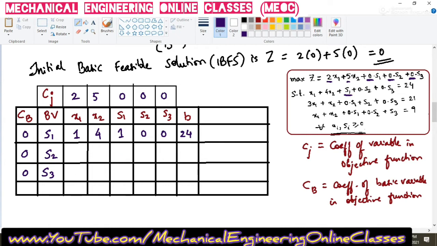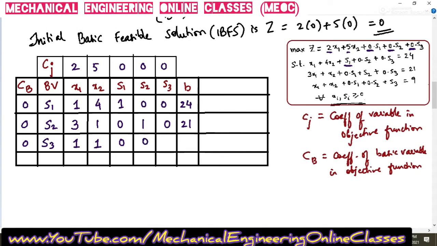Otherwise, no. So keeping the variables of the second constraint into this, it is 3, 1, 0, 1, 0, 21. So 3 into x1 plus 1 into x2 plus 0 into s1 plus 1 into s2 plus 0 into s3 is equal to b, which is the second constraint. In a similar fashion, we shall write the third equation here. It is 1 for x1, 1 for x2, 0 for s1, 0 for s2 and 1 for s3. Under resource we have 9.